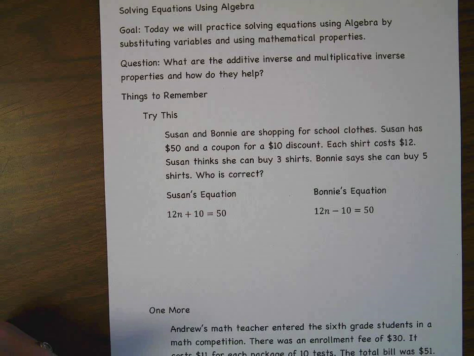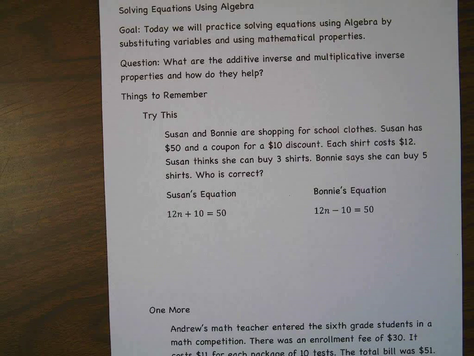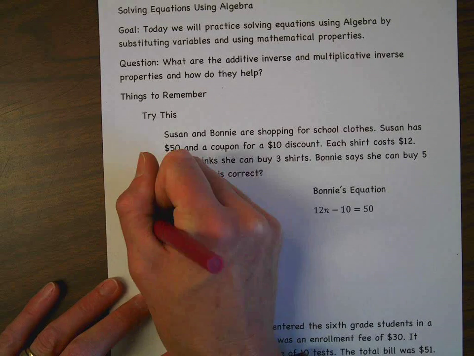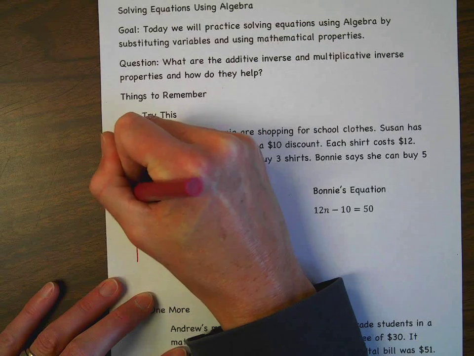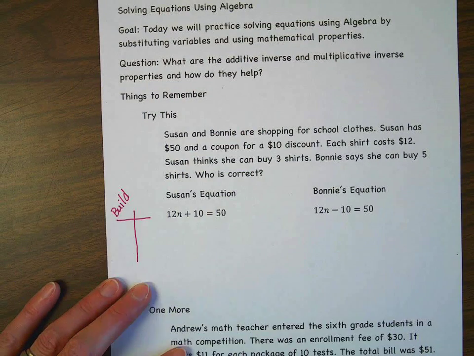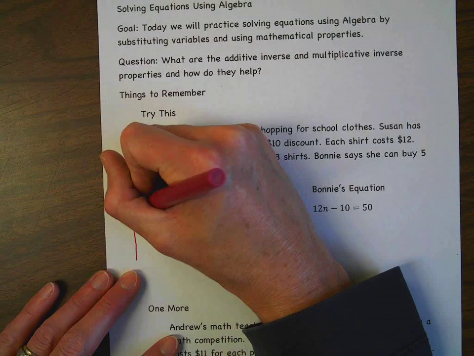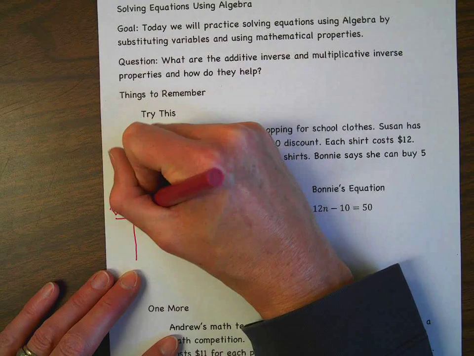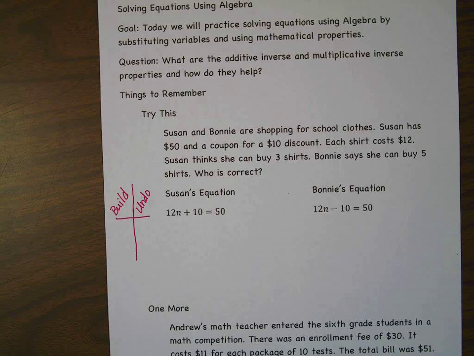The way that we solve them is by talking about, first of all, how the equation was built. We have this little tool, and it's called a build and undo chart. Basically, it's just a little table. On the left side, as you're looking at the equation, you discuss how it was built. And then on the right side of the little table, you talk about how you would unbuild it or undo it.